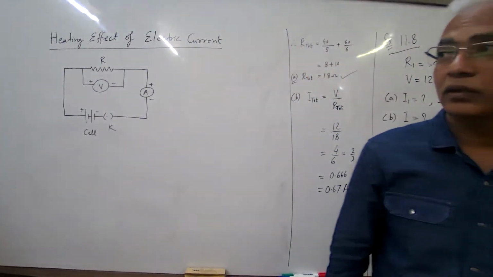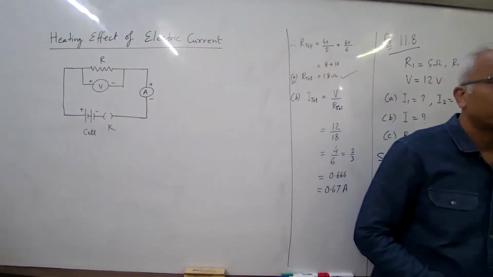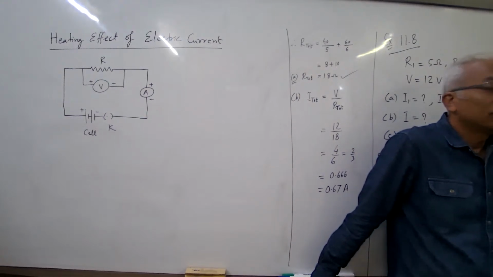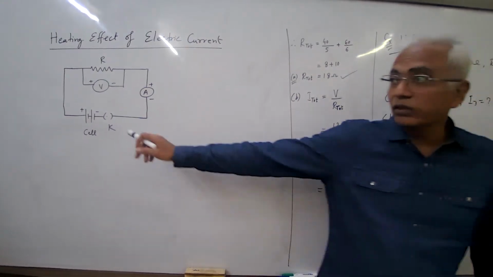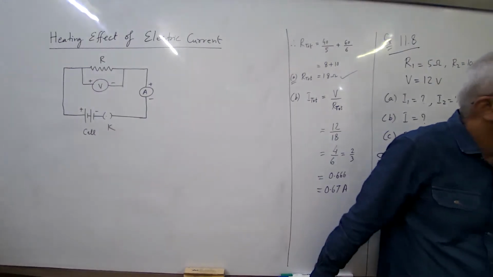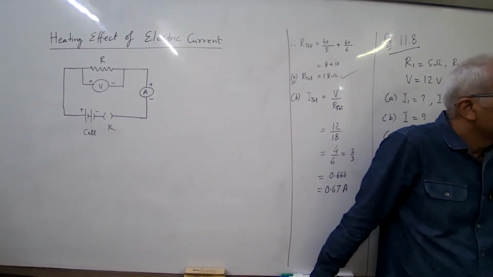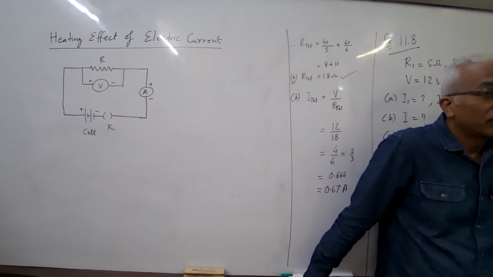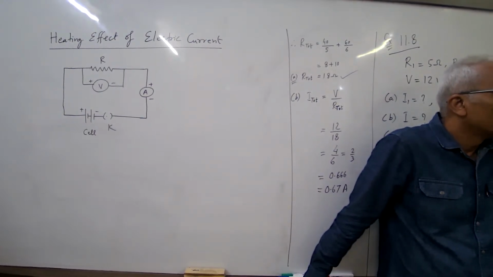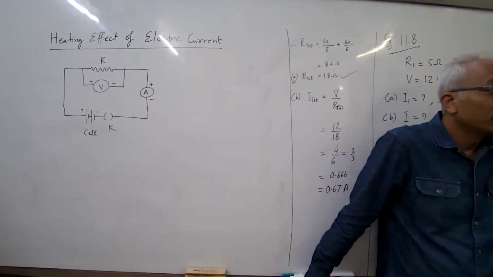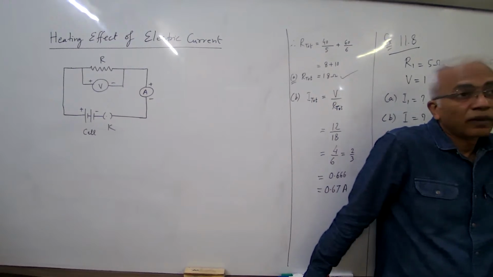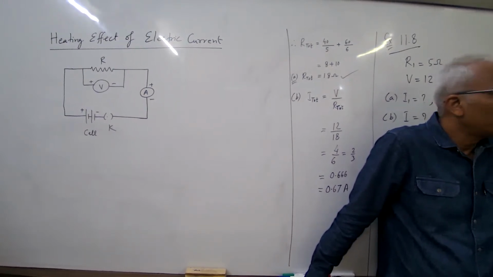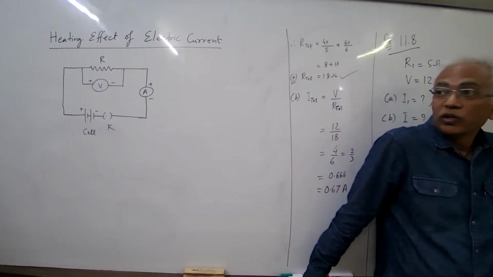So heating effect. What causes heating? What causes heating when the key is closed? Sir, the movement of the particles, kinetic energy. Which particle is moving when the key is closed? Electrons. The particle is electron. So what happens to the electron?